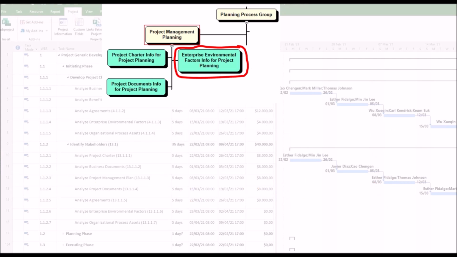In conclusion, enterprise environmental factors are essential because they ensure that the project management plan is realistic, compliant and adaptable to the project environment.